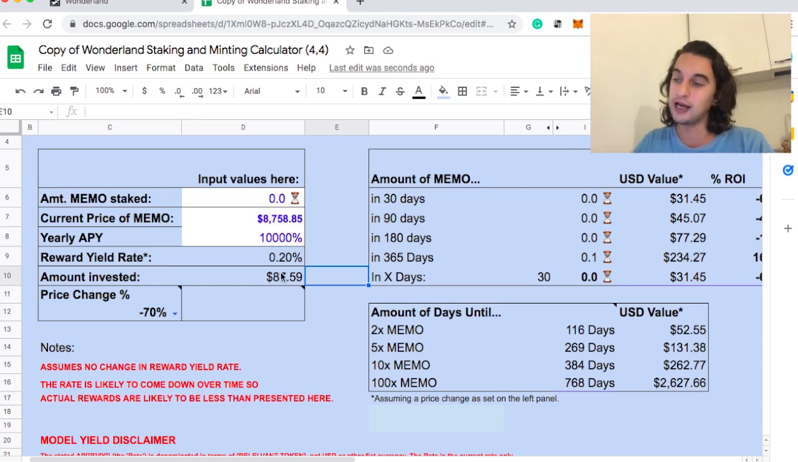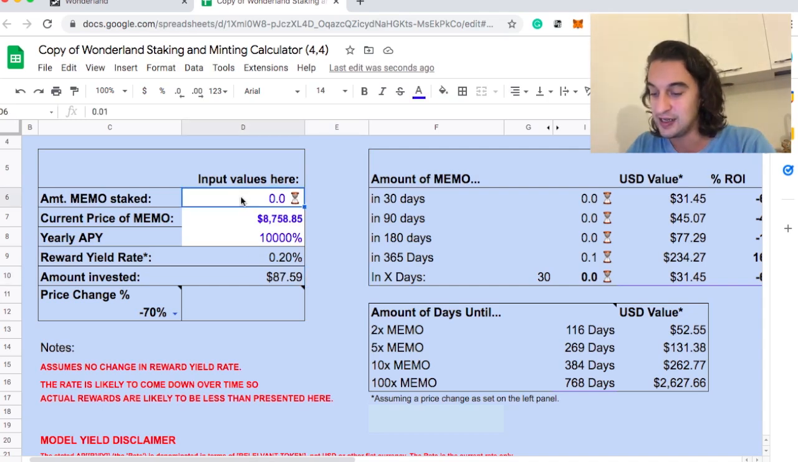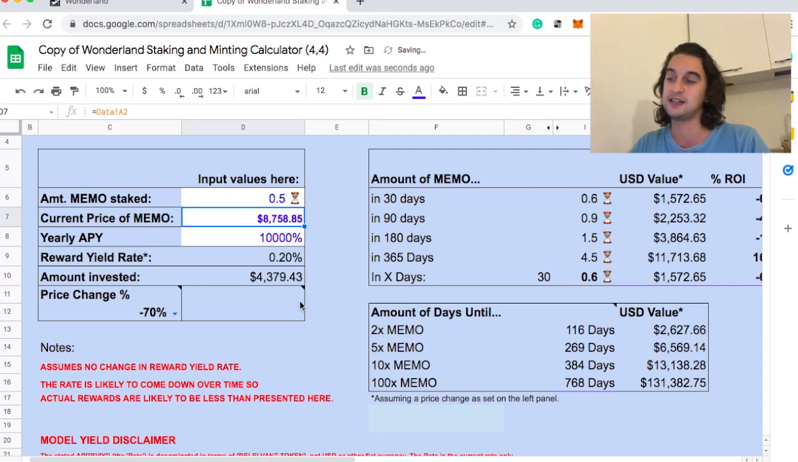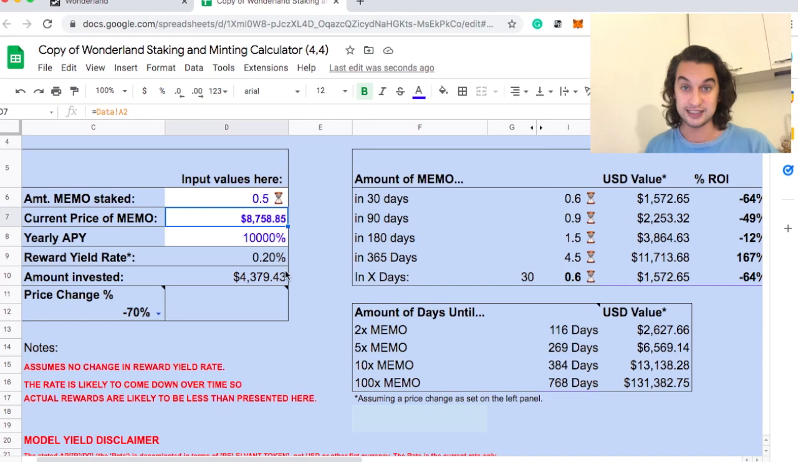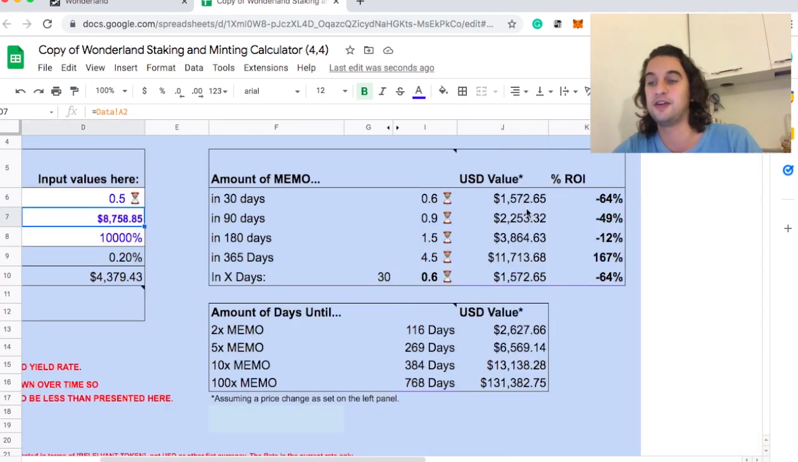Now let's go and look a little bit if we decide to invest 0.5, okay? 0.5 Mimo, we invest 4,000 today, and then it goes crashing down, okay? At the end of the year, with a 10,000% APY and a price change of minus 70%, in 1 month, yes, we make 1,572. In 3 months, 2,253. In 1 year, from a 4,000 investment, we make $11,000.